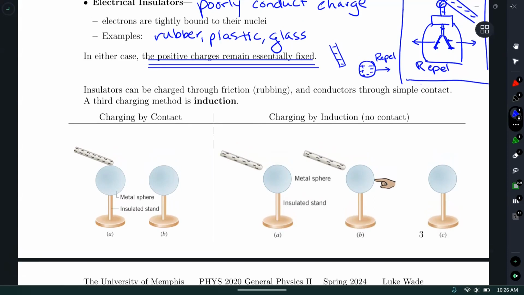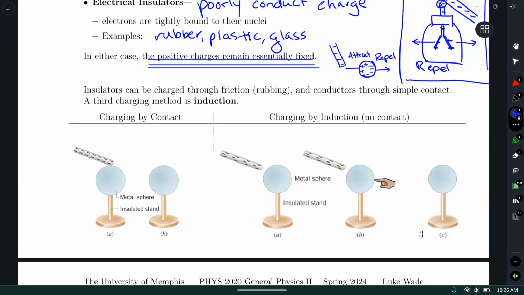Leaving some positive charge over here without those electrons. So the net charge of the can is still 0, but it's just kind of polarized. That's the term we use. The charges have moved to opposite sides. And these positive charges are attracted.